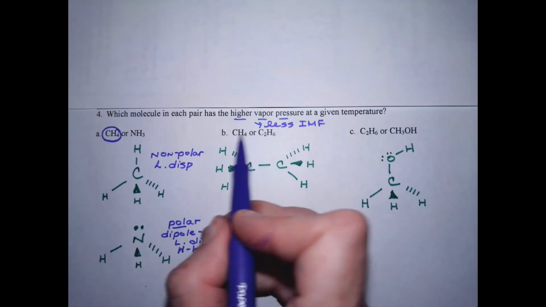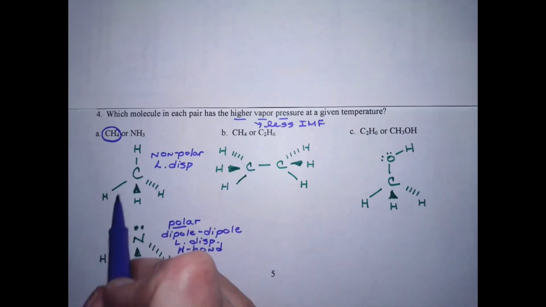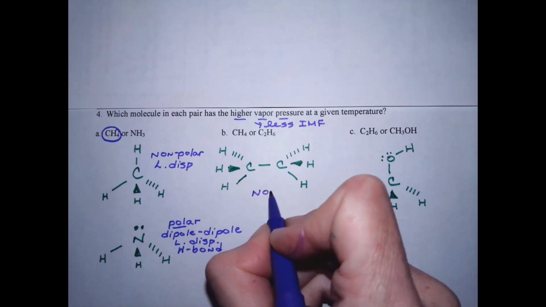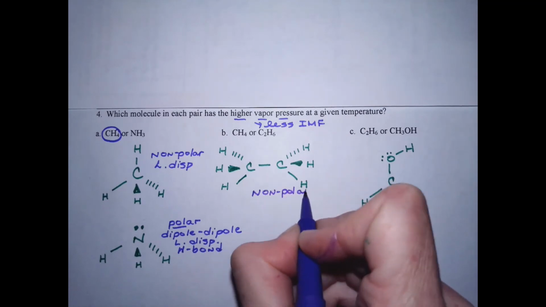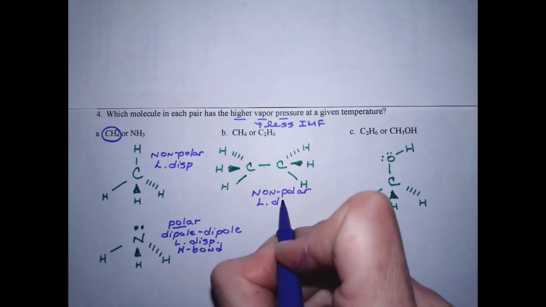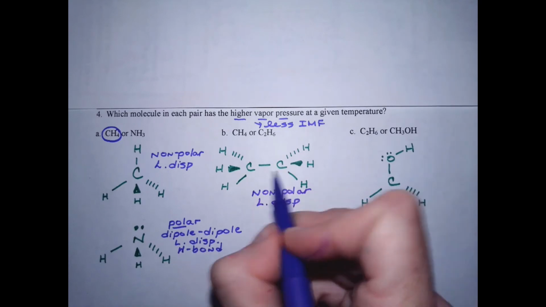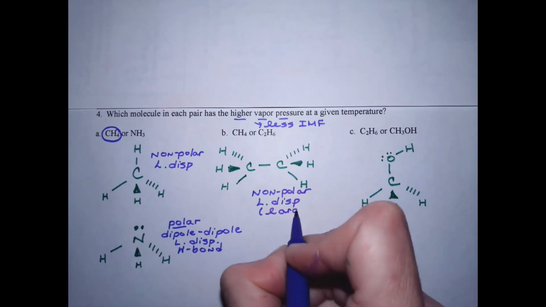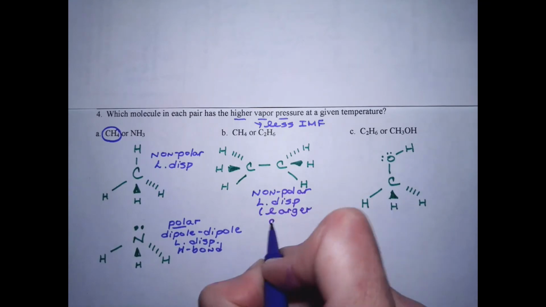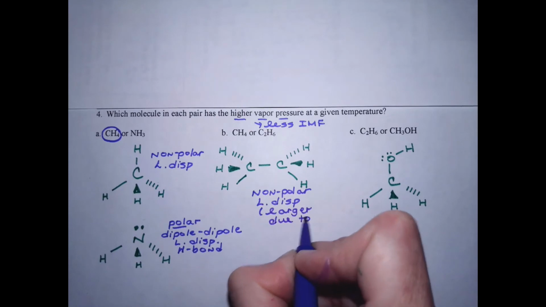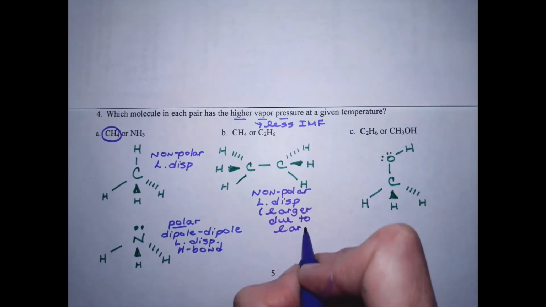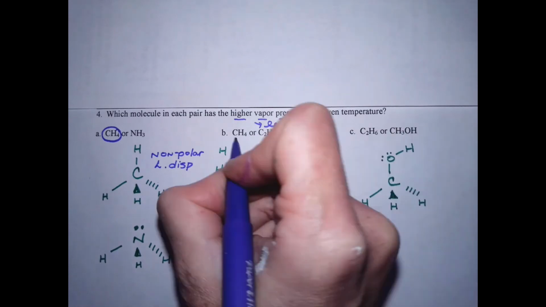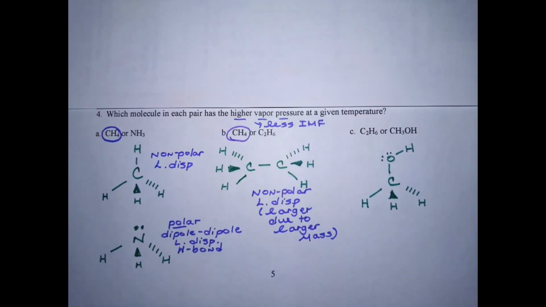In letter B, we're asked to compare the methane to ethane. Ethane is also nonpolar, and so it just has London dispersion. However, in this case, the London dispersion will be larger due to the larger mass, due to the greater number of electrons. At the end of the day, the methane will once again have that higher vapor pressure.